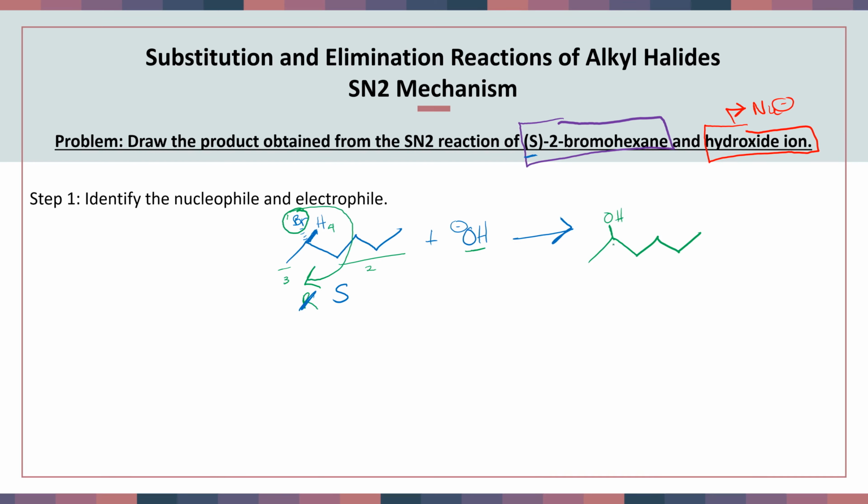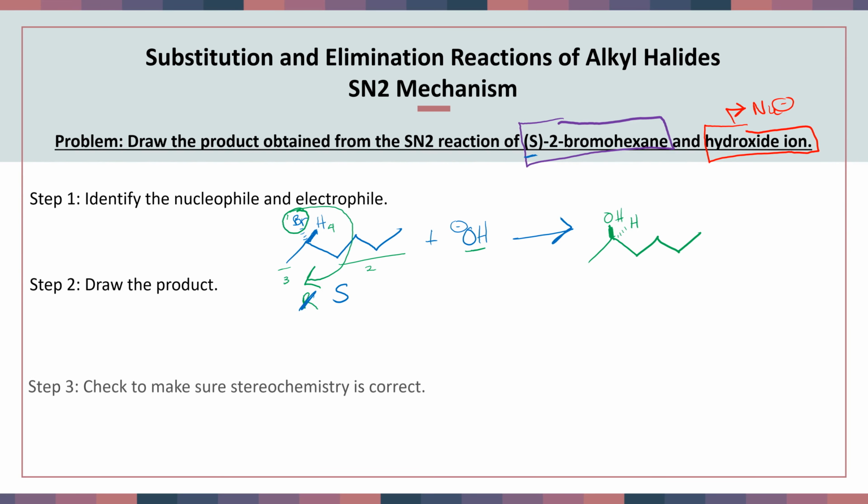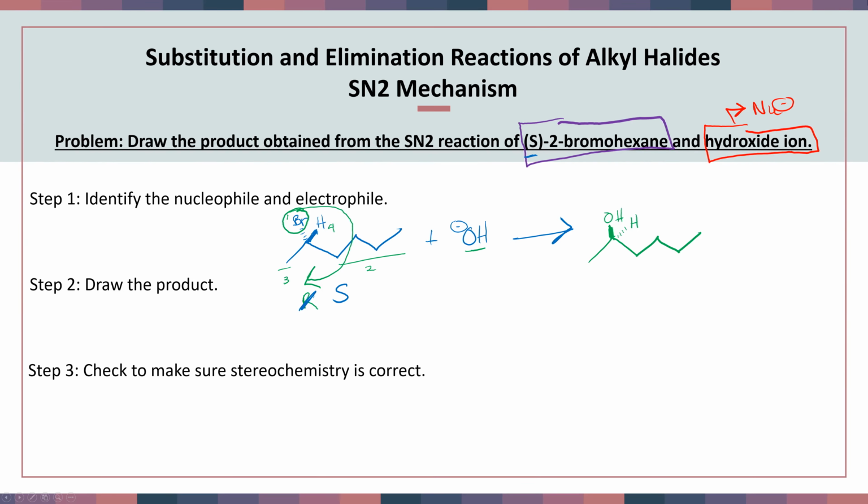And because in SN2 reactions, you have inversion of configuration, instead of coming away from the plane of the page, this is going to be coming towards us. And then the hydrogen will be away from the plane of the page. Our final step is to check to make sure that the stereochemistry is correct.